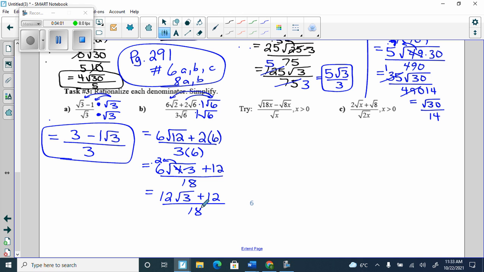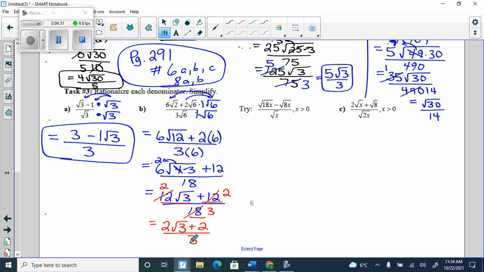Is there something I can take out of all 3? A 6. It has to come out of every single term, so anything with a plus or minus sign. So this is a term, this is a term, this is a term. It has to come out of all of them. So 12 divided by 6 is 2. 12 divided by 6 is 2. 18 divided by 6 is 3. And I'm left with 2 root 3 plus 2 all over 3.